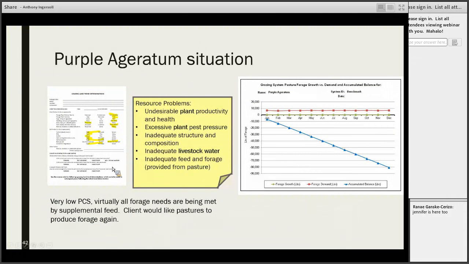So we know from our inventory we had a very low pasture condition score. Our grazing land trend worksheet maybe looks something like this. Virtually all of the livestock's needs were being met by supplemental feed, but the client says, well, I would like to have those pastures produce forage again. So we can run a benchmark forage animal balance. It's real easy. We got 0 production, so we just have this hugely declining system. And over the course of a year, if he's really providing all of their needs, he's providing over 80,000 pounds of supplemental feed a year. That's got to hurt his pocket.